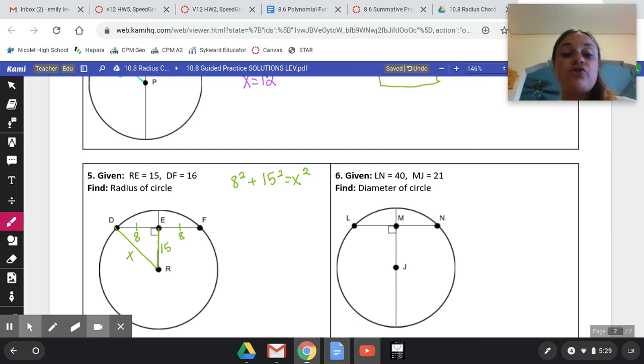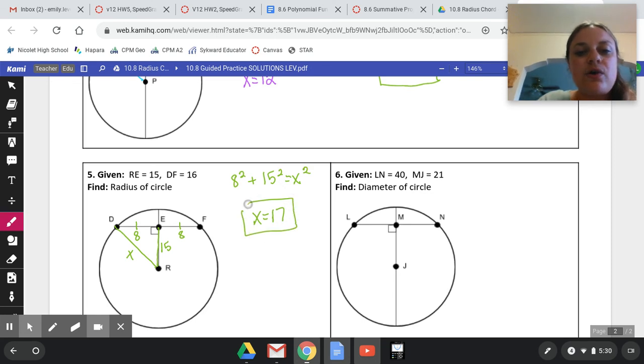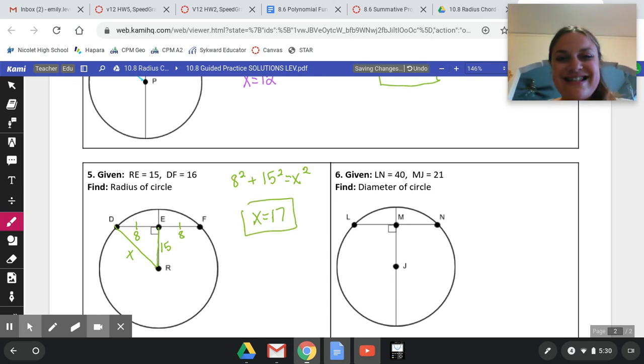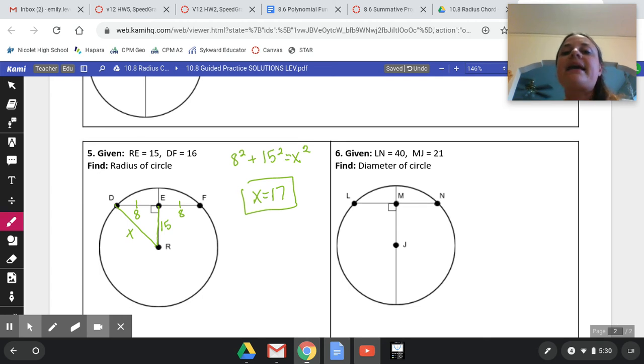Notice that when you are drawing the radius into these right triangles, the radius is always your hypotenuse. Okay, so that's just something to note if you're wondering how I'm setting up the Pythagorean theorem. So now I can solve this using the Pythagorean theorem, or it is another Pythagorean triple. X is equal to 17, which means that is your radius, because that's what I labeled as X in the diagram.